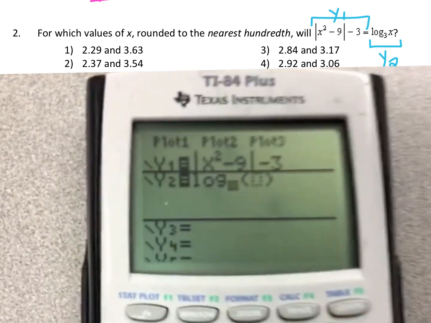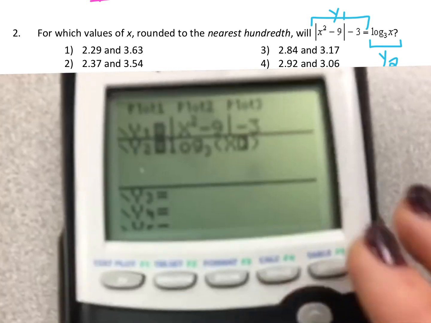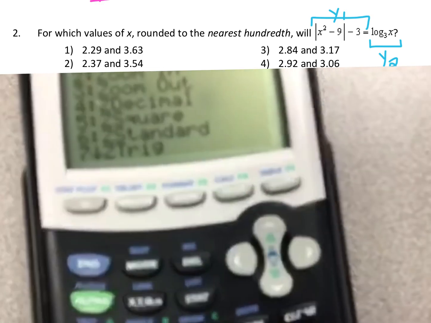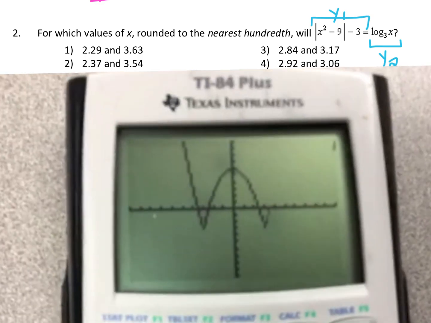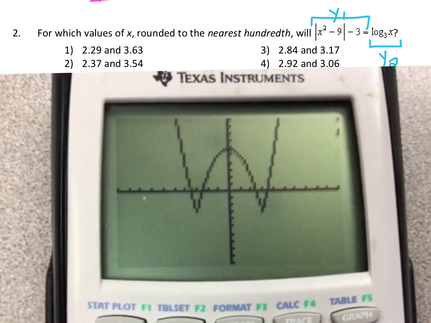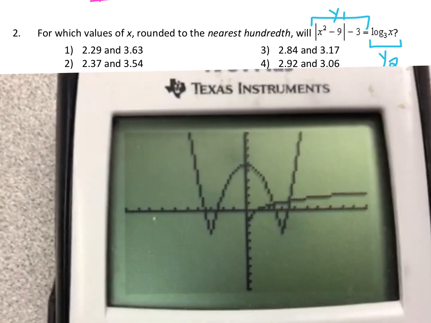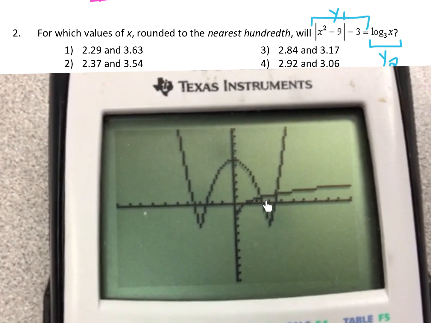And so we're going to make that little base of 3, and then within the parenthesis, we're going to put an x. All right, I don't know what my window's set up as, so I'm going to hit zoom 6, just so it makes it a regular negative 10 to positive 10 screen. All right, so we could see that there are 2 points of intersection. So let's find this one first.